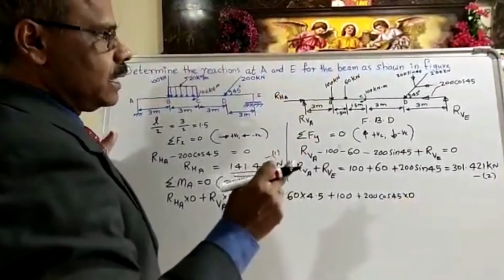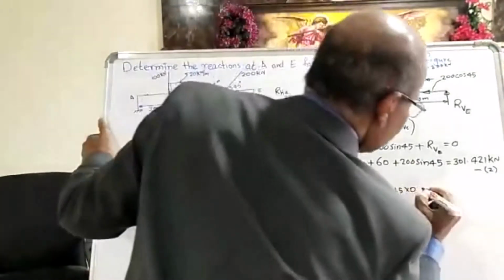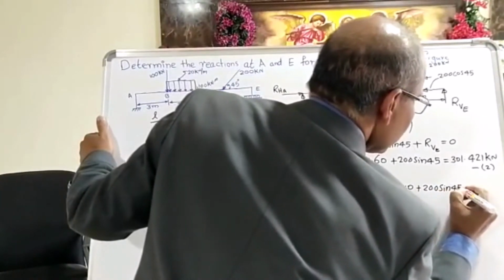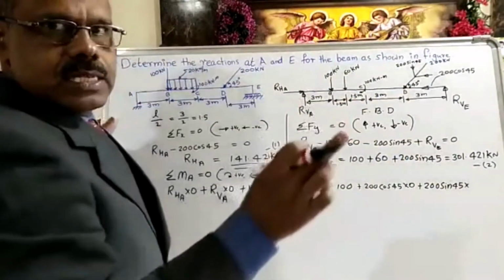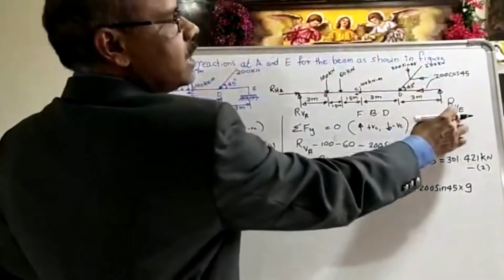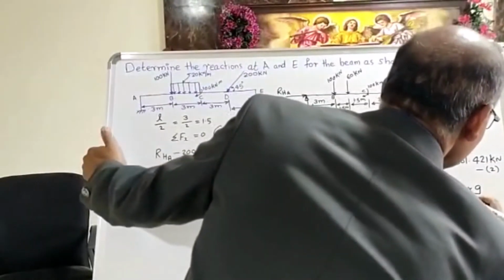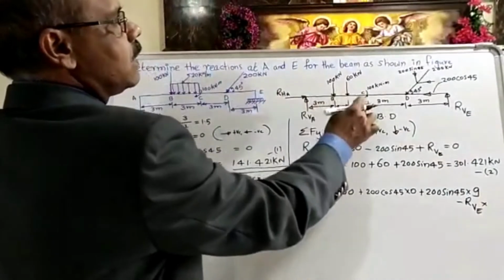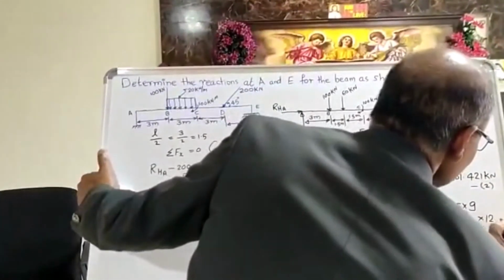Then we are having another force, that is the vertical force, 200 sin 45. That will be positive only because it is clockwise. 200 sin 45, the distance is 3 plus 3 plus 3, it means the distance is 9. Then we are having RVE, so we are having minus RVE. The distance up to that is 3, 3, 3, 3, it means 12.